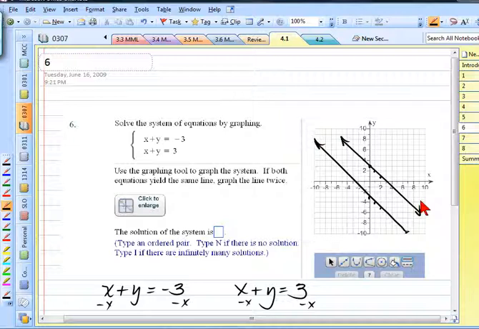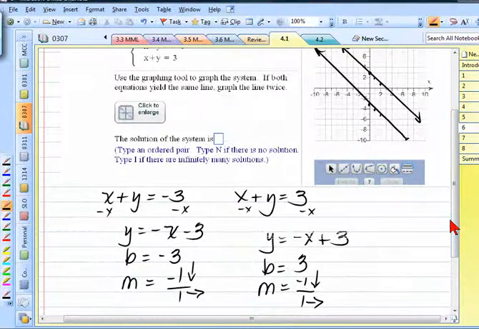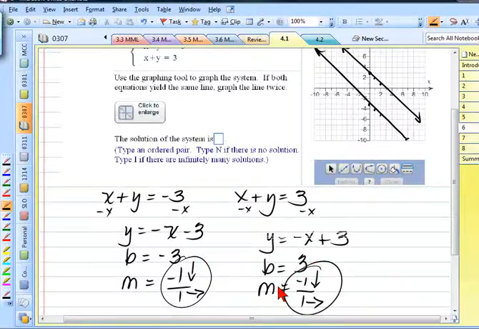Now, if we had been extremely observant, look back at the work. Look at the slope values. Look at those m's. They're the same. And when two lines have the same slope, they're parallel.